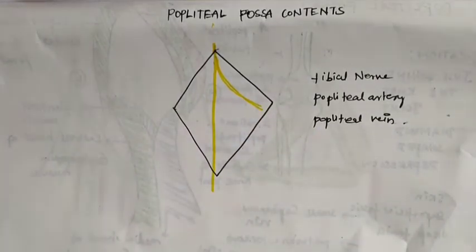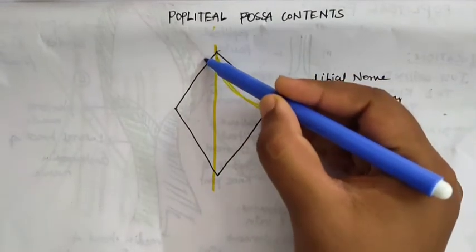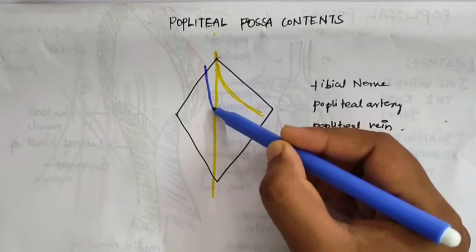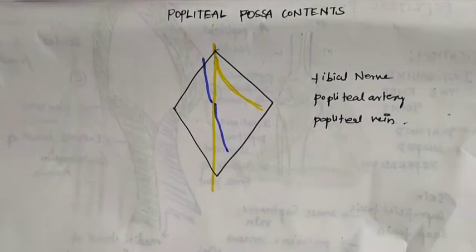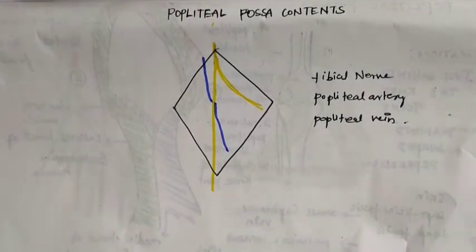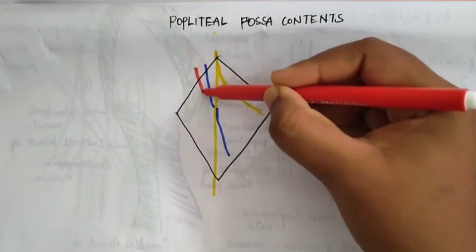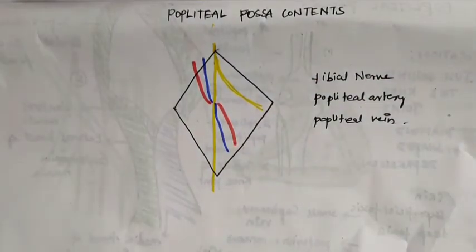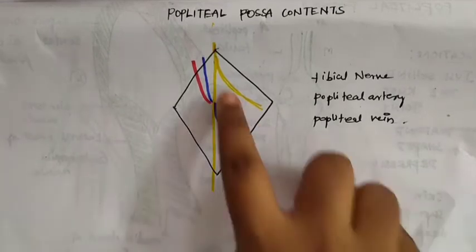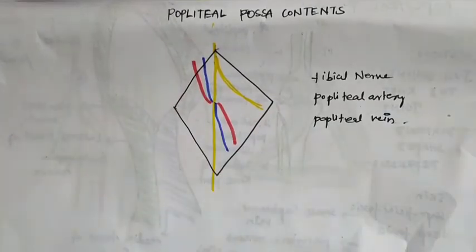Next is the popliteal vein. Like this you can see. And next is the popliteal artery. Tibial nerve, common peroneal nerve, popliteal vein and popliteal artery.